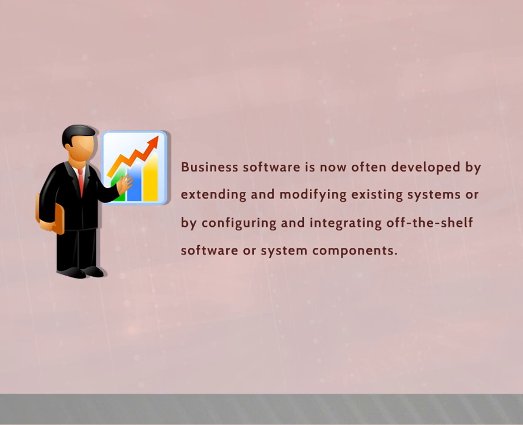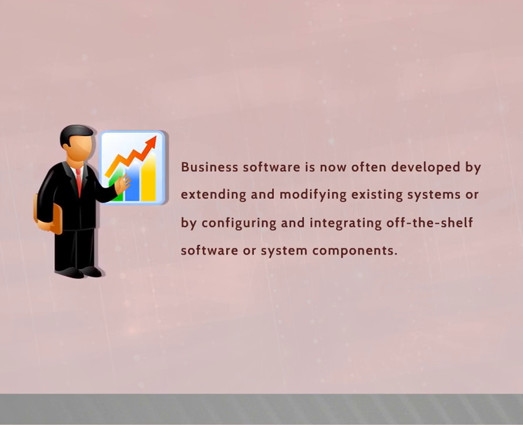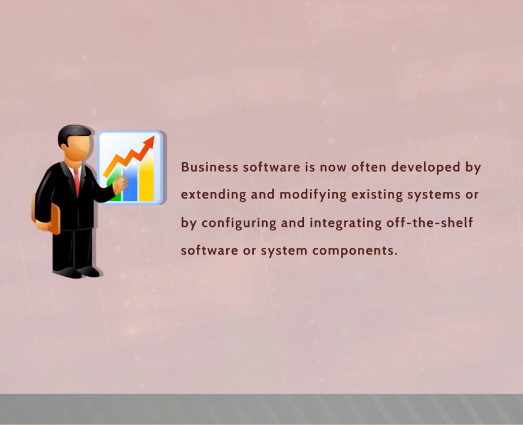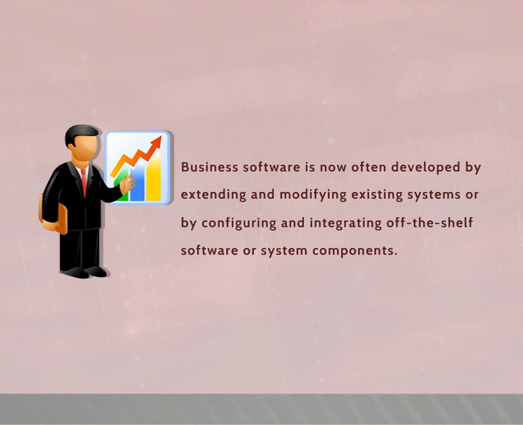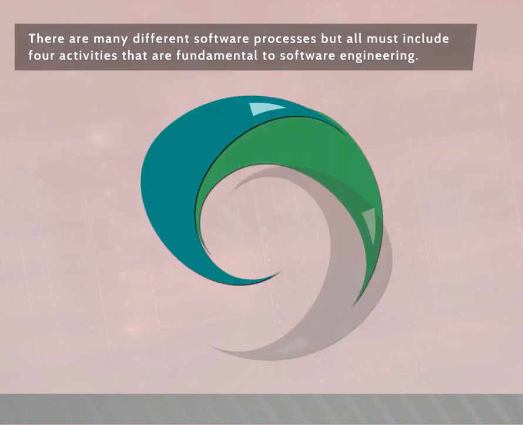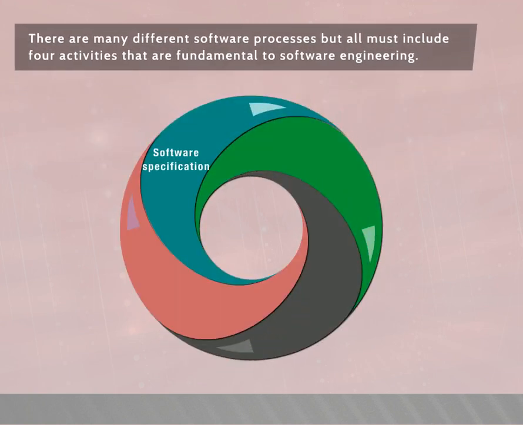Business software is now often developed by extending and modifying existing systems or by configuring and integrating off-the-shelf software or system components. There are many different software processes, but all must include 4 activities that are fundamental to software engineering: software specification, software design and implementation, software validation, software evolution.